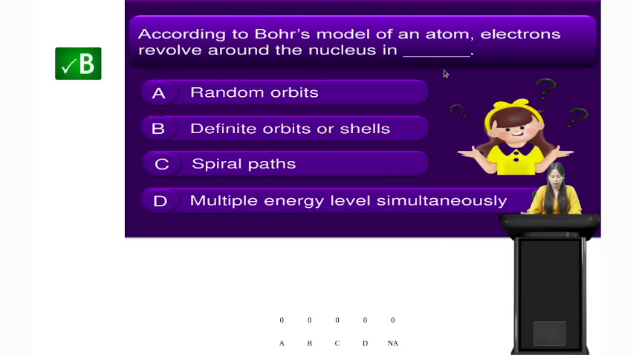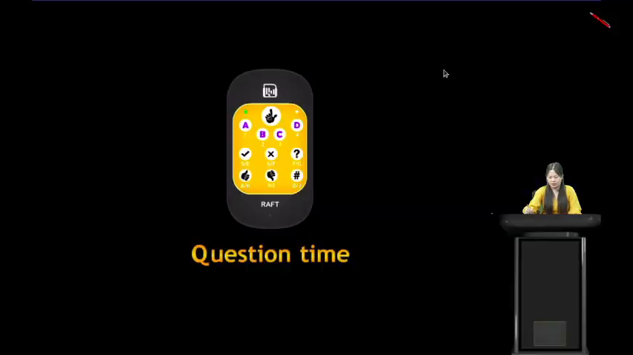The correct answer is option B, that is definite orbits or shells. We have seen that according to Bohr's model of an atom, there is a positively charged nucleus, and the electrons revolve around this nucleus in definite orbits or shells which have different energy. Okay, let us see more.